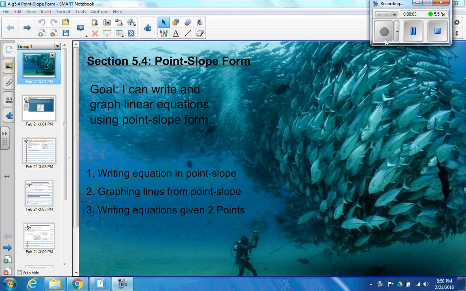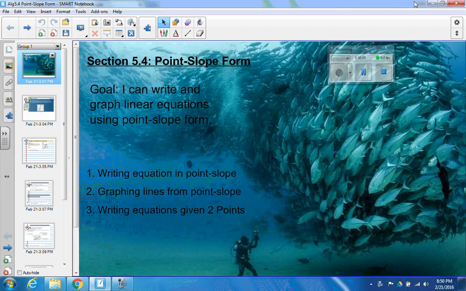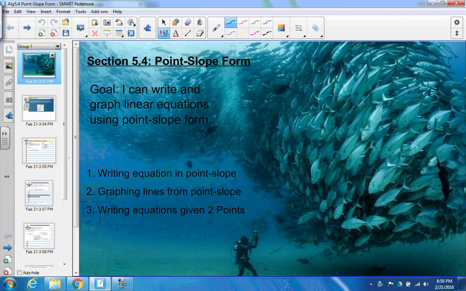Hey, students, it's Mr. Pouts, and we are here for section 5.4. Section 5.4 is all about point-slope form. So it's another way to write linear equations.